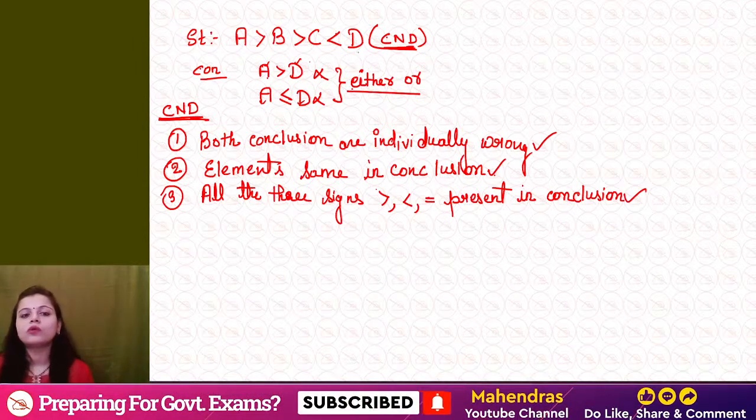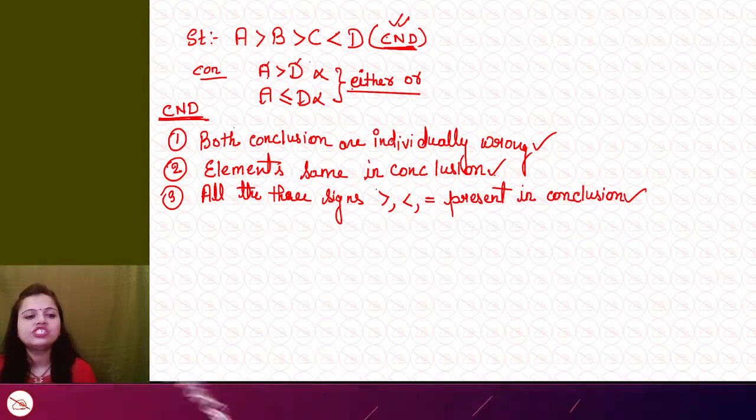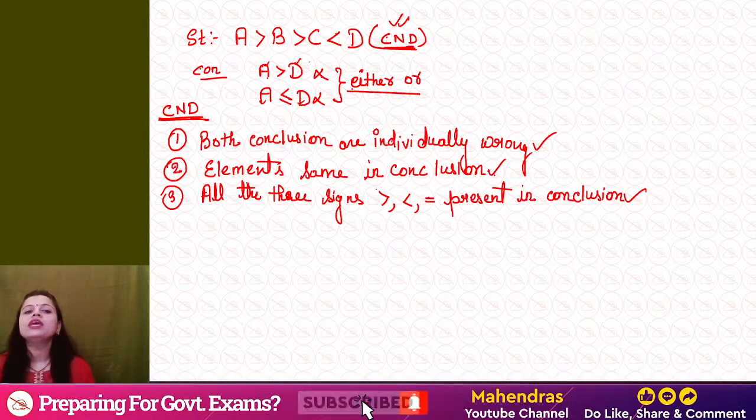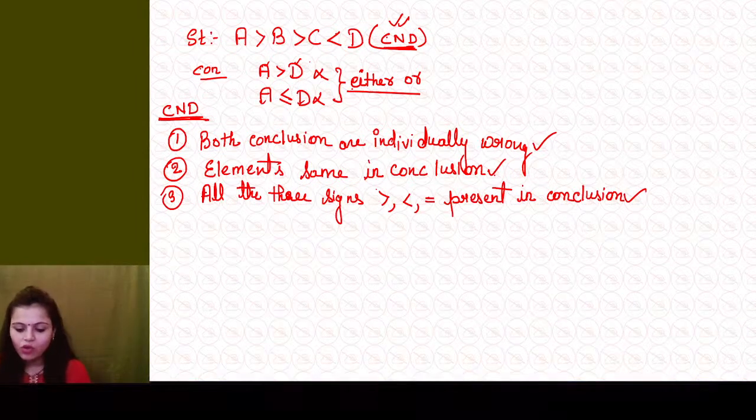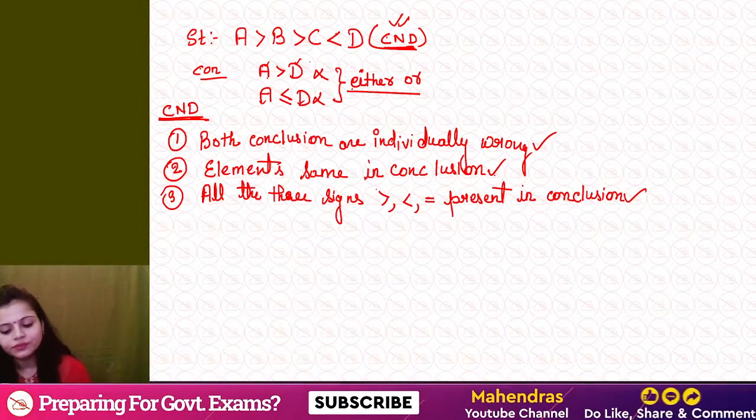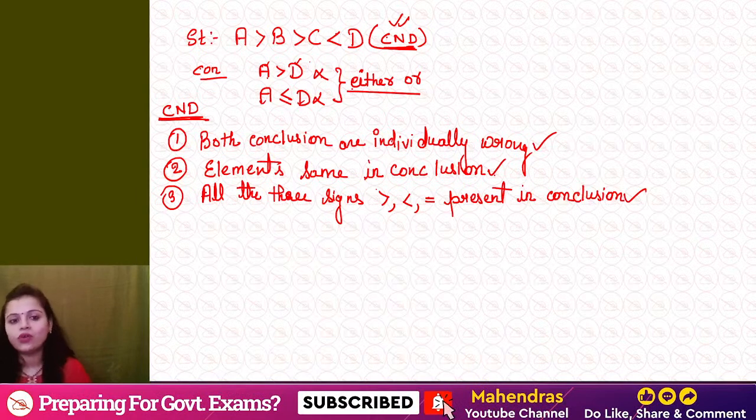But always remember, if it is the case of C and D, then only you will check these three rules. If the case is the C and D case and the conclusions are individually wrong, then you will go for the either or case. These three rules.